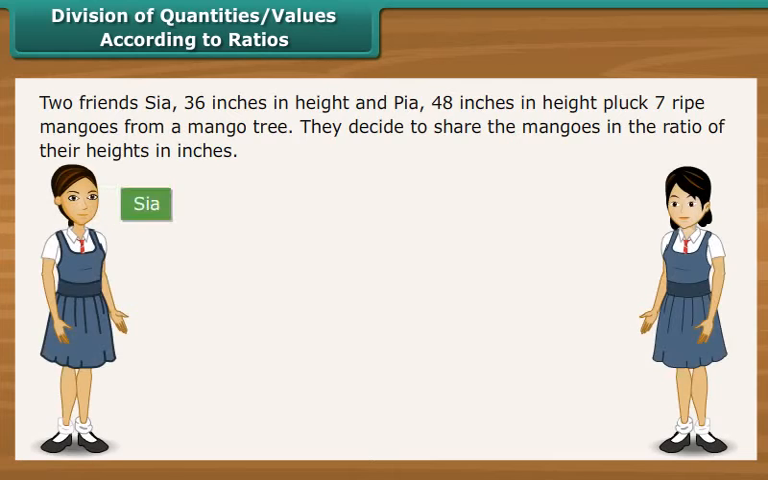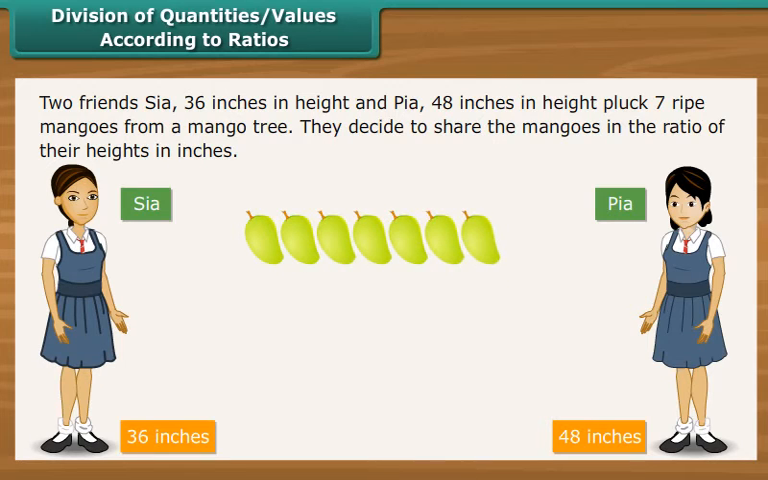Two friends, Sia, 36 inches in height, and Pia, 48 inches in height, pluck 7 ripe mangoes from a mango tree. They decide to share the mangoes in the ratio of their heights in inches. How many mangoes will each friend get to eat?